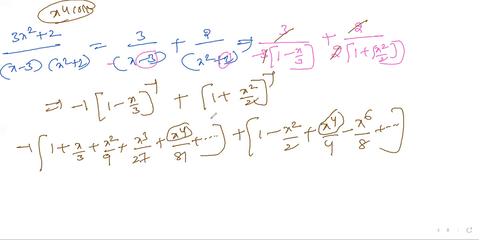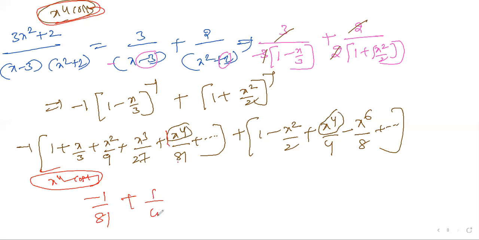Okay. Next, what is the x power 4 coefficient you want? You're going to get 1 by 81, and minus is there, so minus 1 by 81. Next plus 1 by 4 into 1, so 1 by 4 is there. Minus 1 by 81 plus 1 by 4, please simplify. You're going to get the answer 77 by 324. Still any doubt?